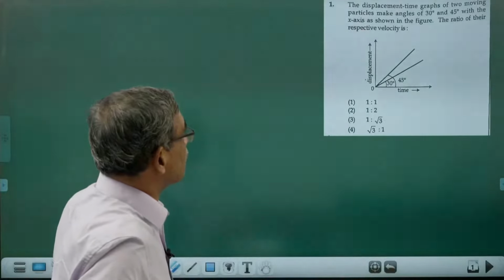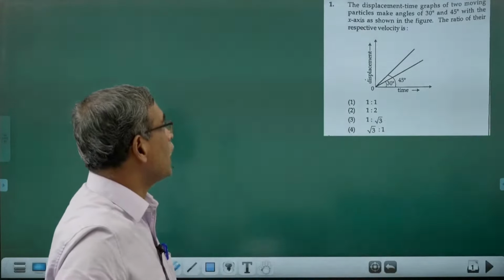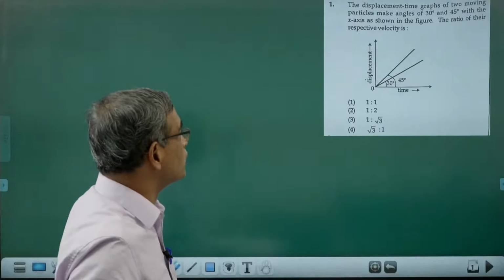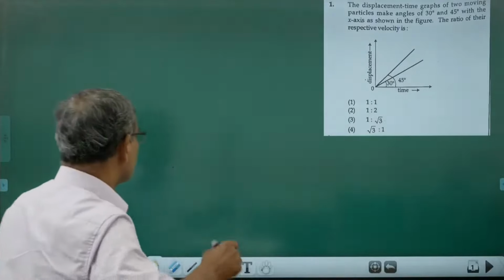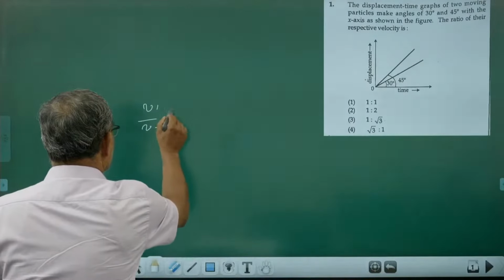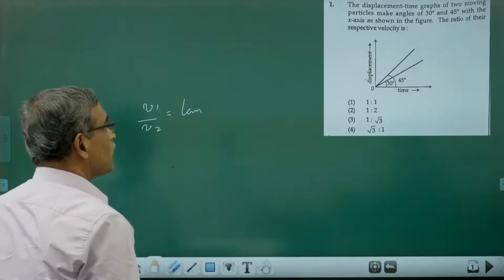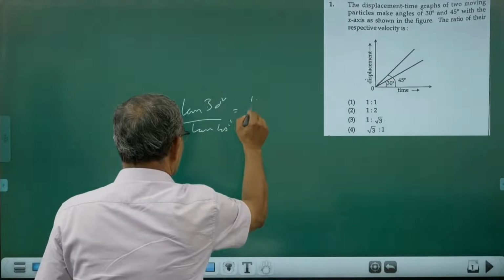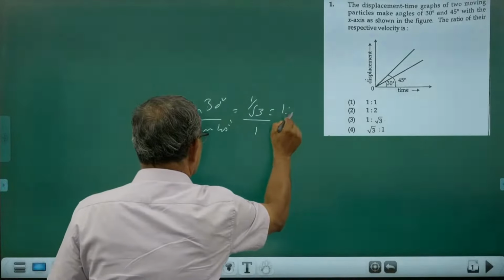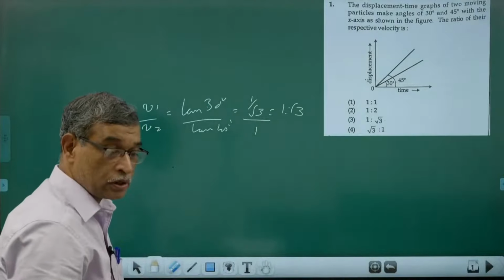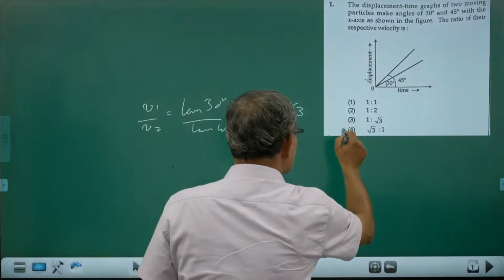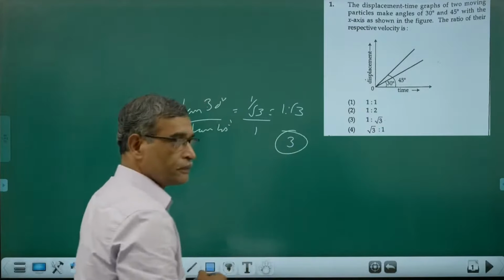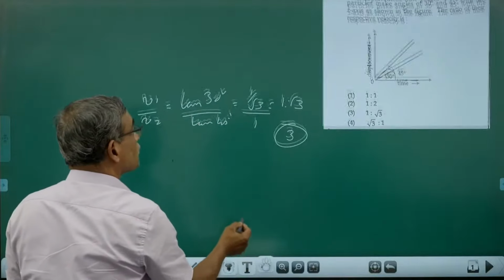The question: displacement-time graph of two moving particles are at angle 30 and 45, and the slope of this graph gives the velocity. The question is the ratio of the respective velocities. v1 by v2 is equal to tan 30 by tan 45, equal to 1 by root 3 by 1, which is 1 is to root 3, and hence the answer is option 3. So the answer is 3. Now we shall go to the next question.